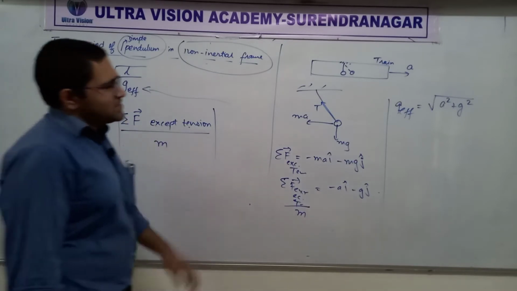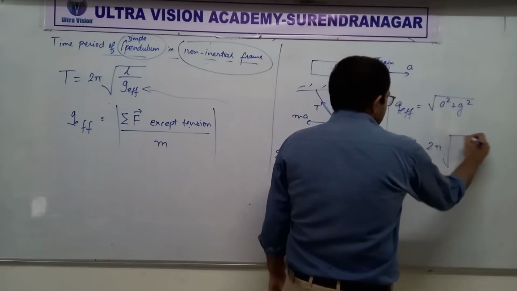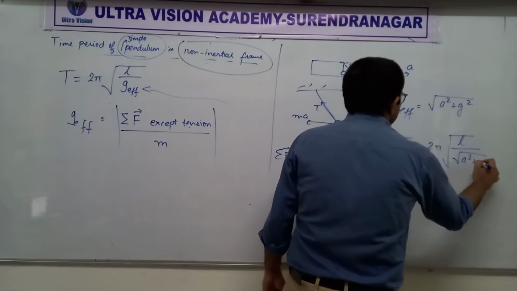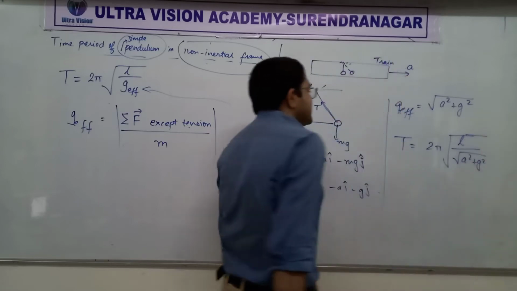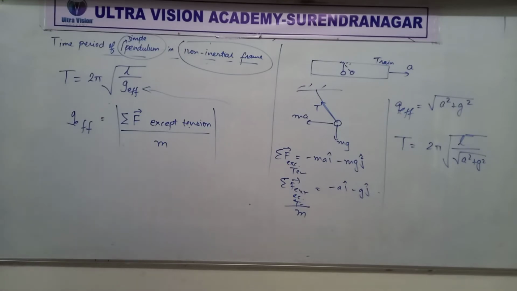So now the final answer will be that the time period of this pendulum will be T equal to 2 pi under root L by under root a square plus g square. Did you get it? Instead of g effective we will put under root a square plus g square.